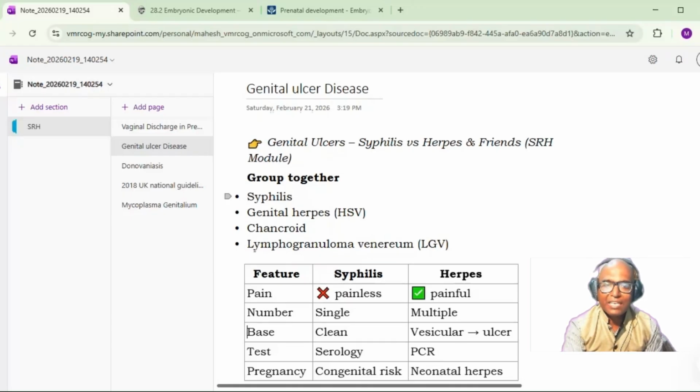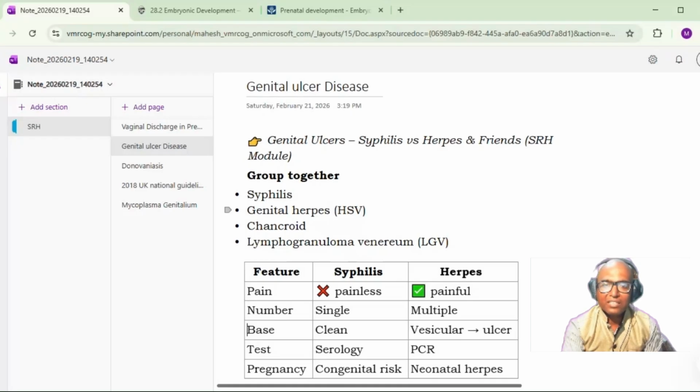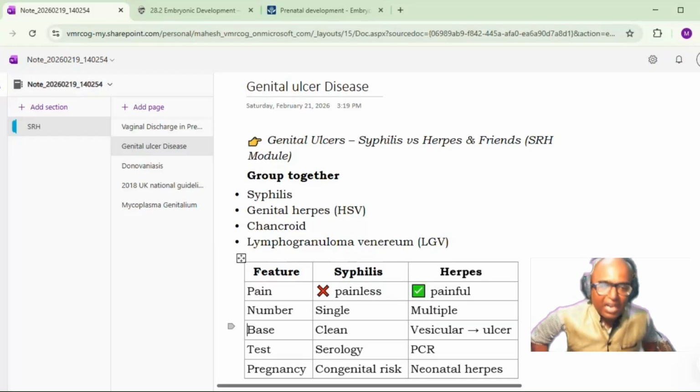Okay. So syphilis is painless. Then herpes is painful. Syphilis is a single ulcer. Herpes is multiple ulcers. The base of the ulcer is very clean in syphilis, and it is diagnosed by serology, and in pregnancy there is a risk to the fetus.